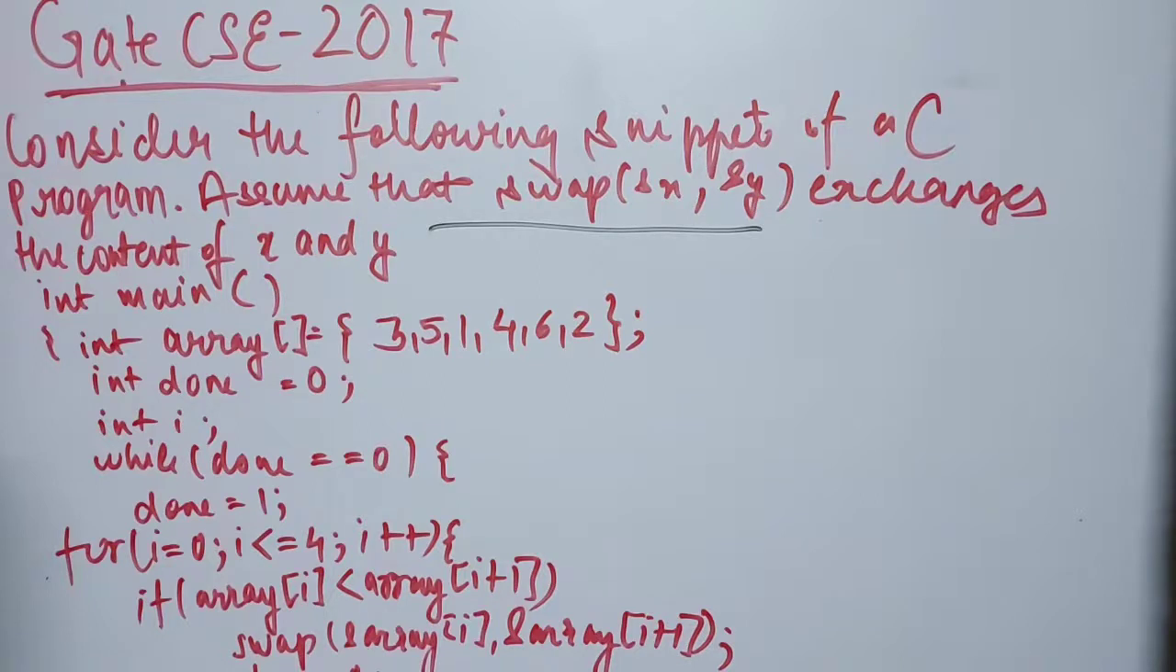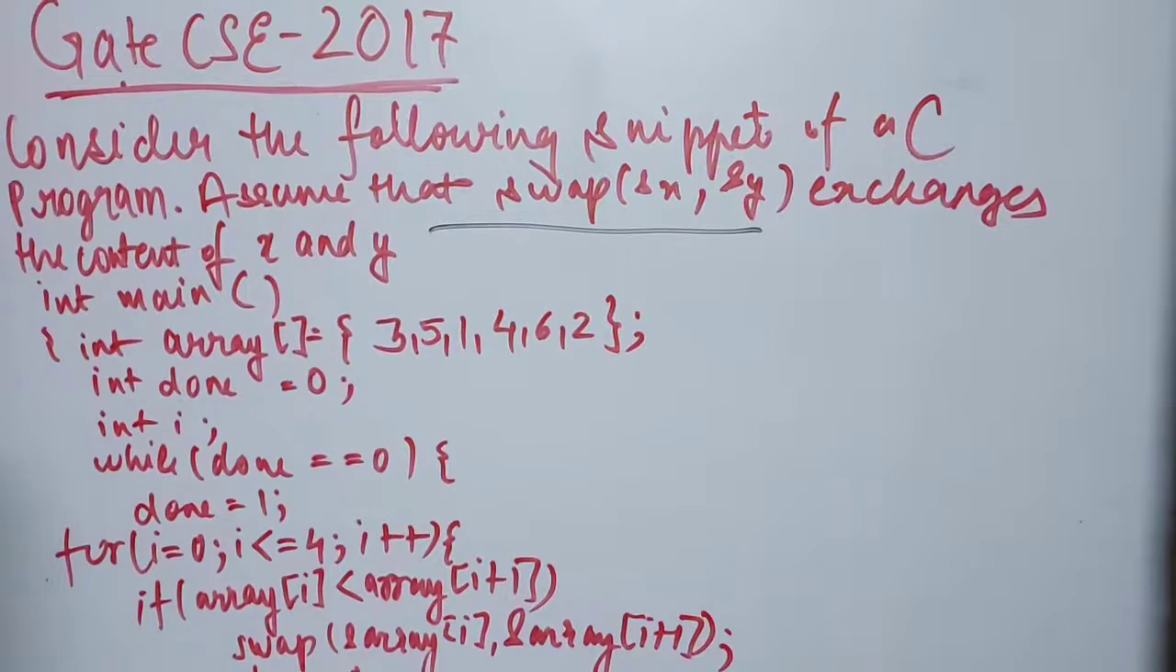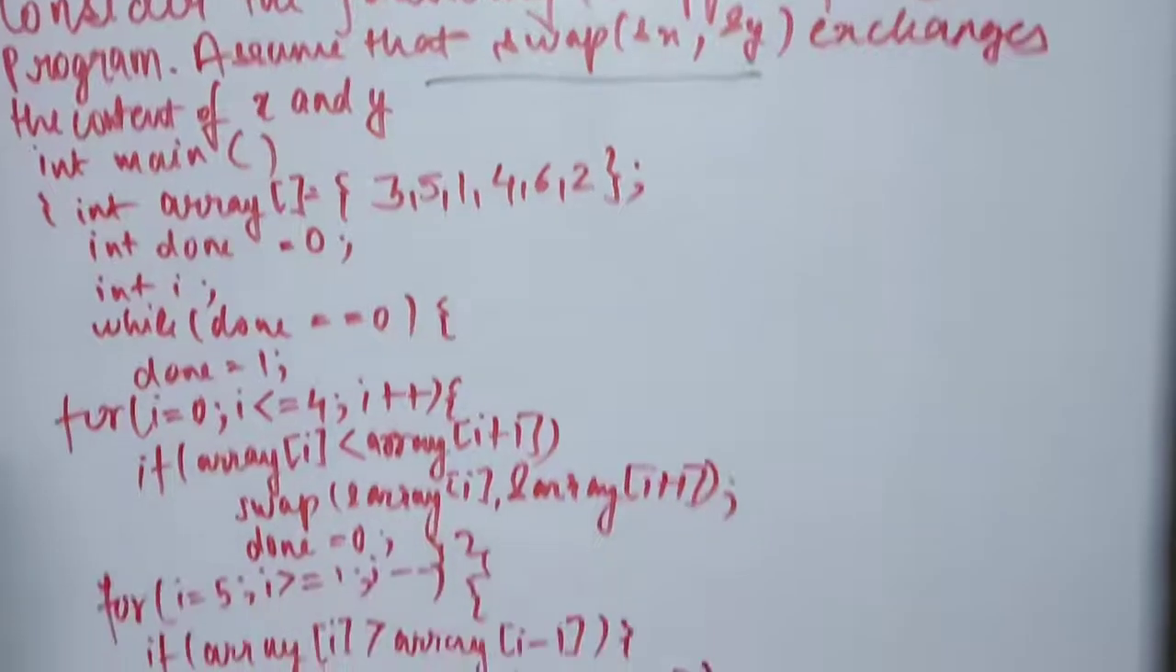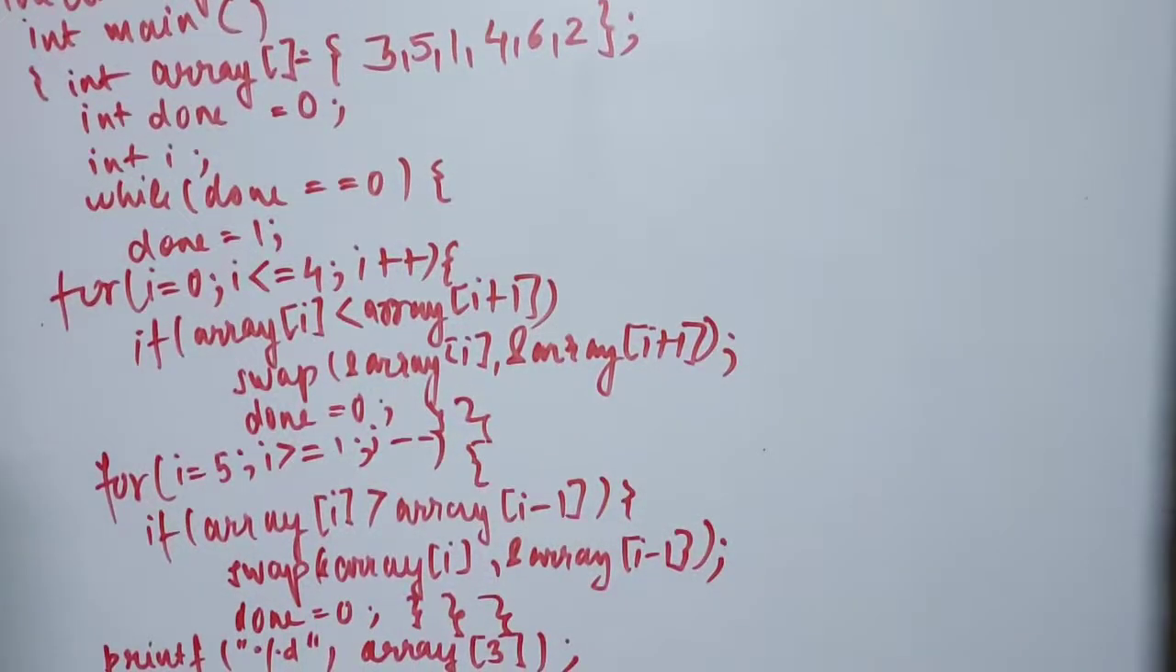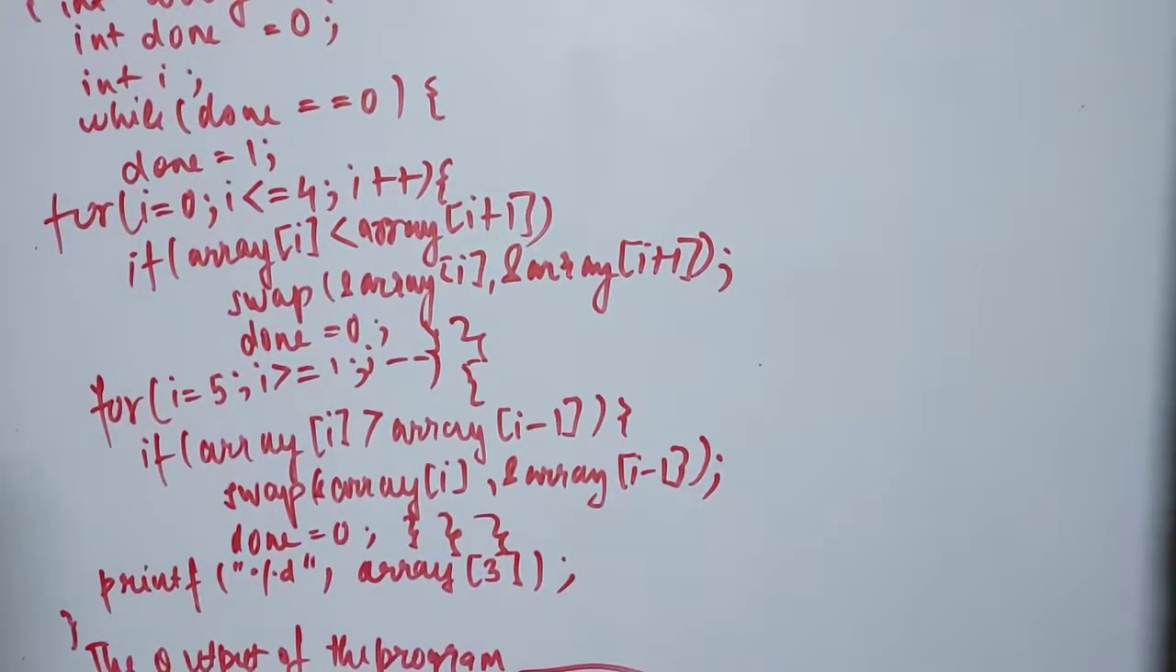they are iterating a while loop. If done is equal to 0, meaning no changes took place, then they are iterating over the two for loops given here, in which they are calling the swap function, and it is printing the value of array[3], and the question is demanding us the output of the program.